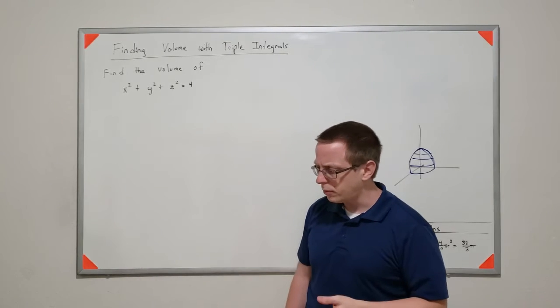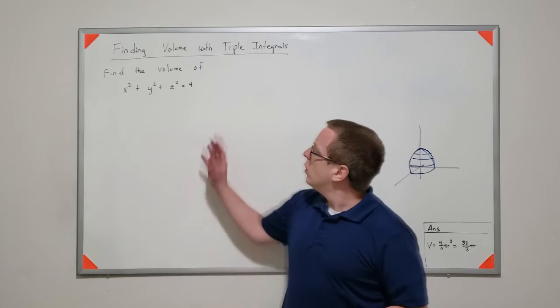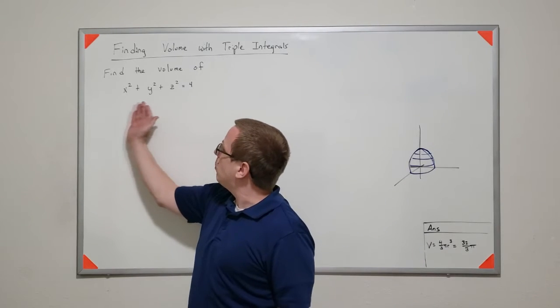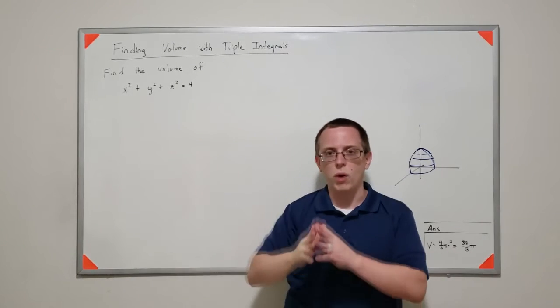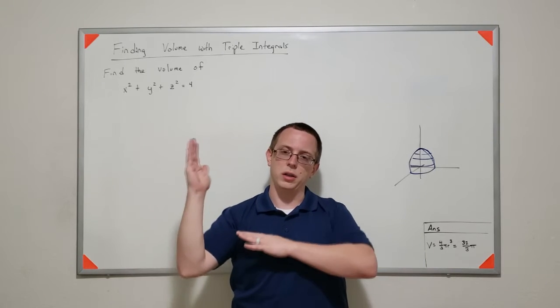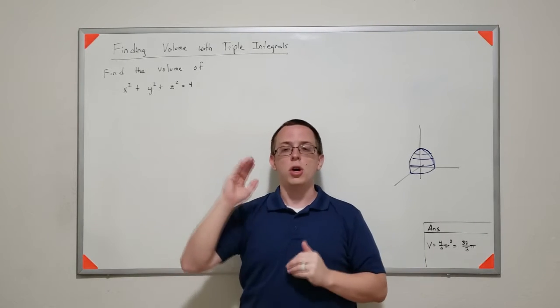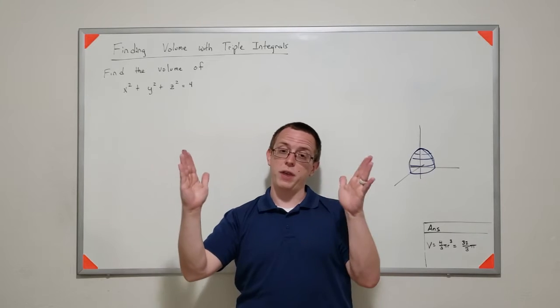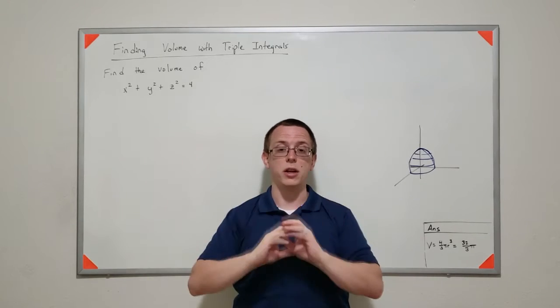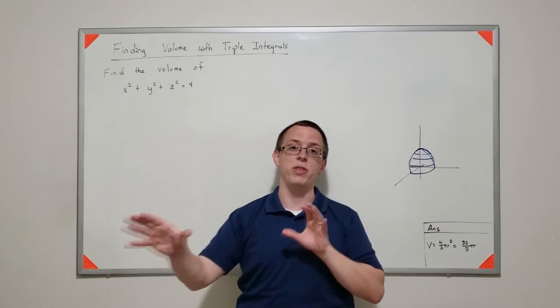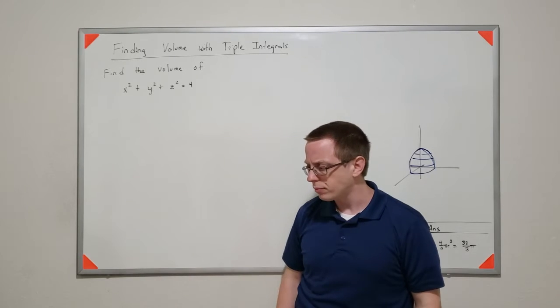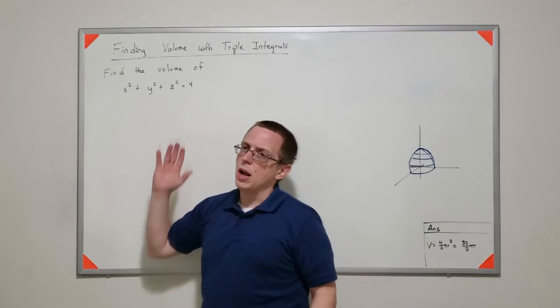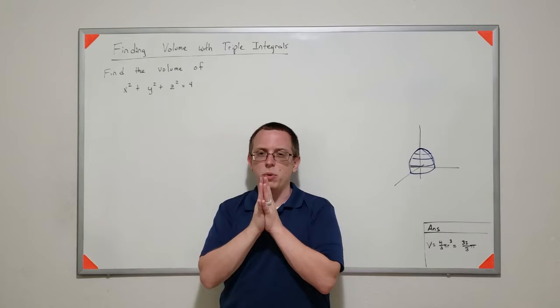Well, if we need to set up those equations, one where x goes from a constant to a constant, one where y is a function of x with lower and upper bounds, and another where z is a function of both x and y. So this is a sphere, and there's another piece that we want to say.